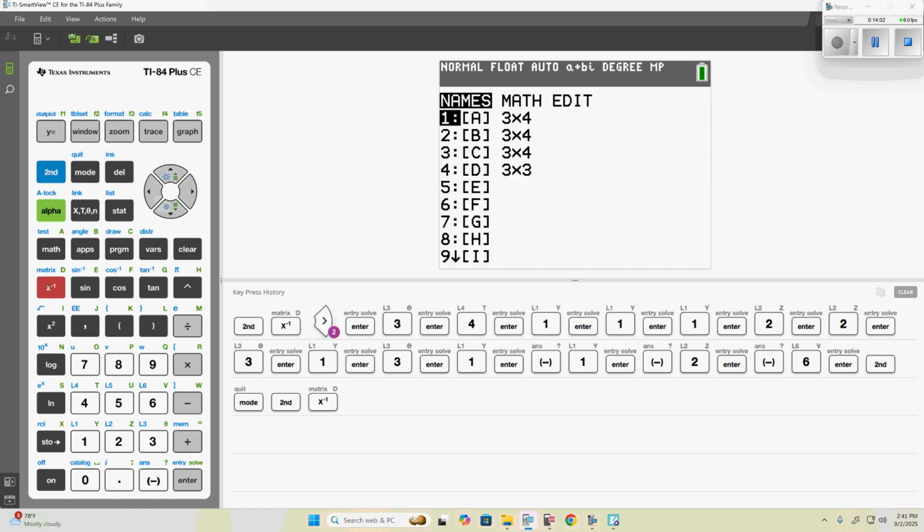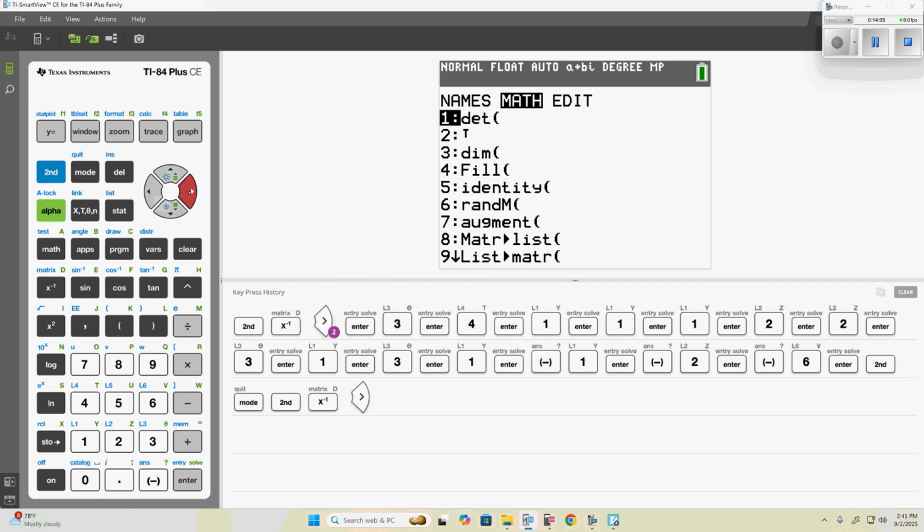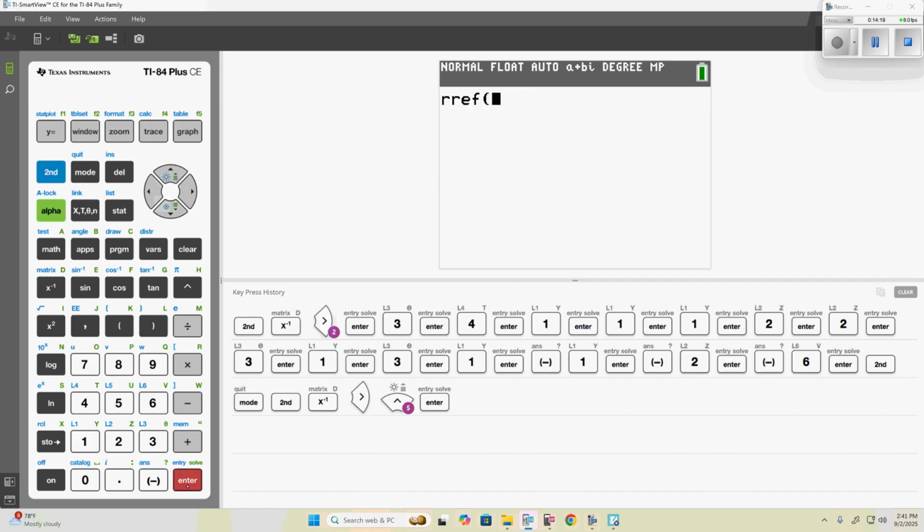Then we're going to go second matrix again, but instead of going over to edit, we're going to go over to math. Math this time. Now we're going to look for RREF. Once you find it, hit enter. Then we're going to go second matrix and hit enter, because this is letting us put in the matrix that we want to work with, the one we want to redefine.